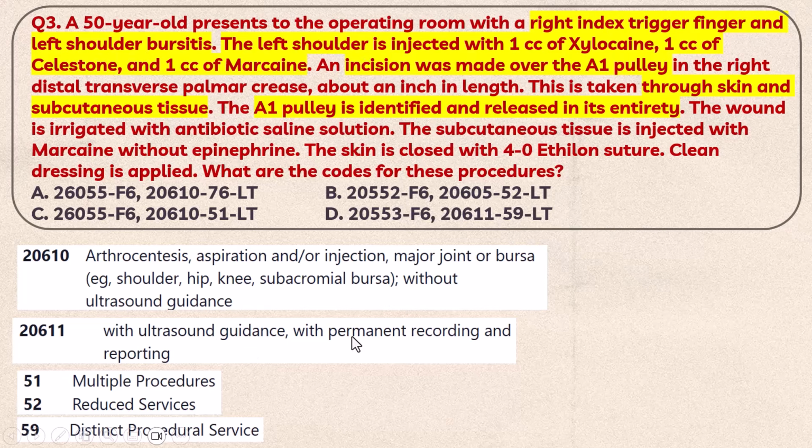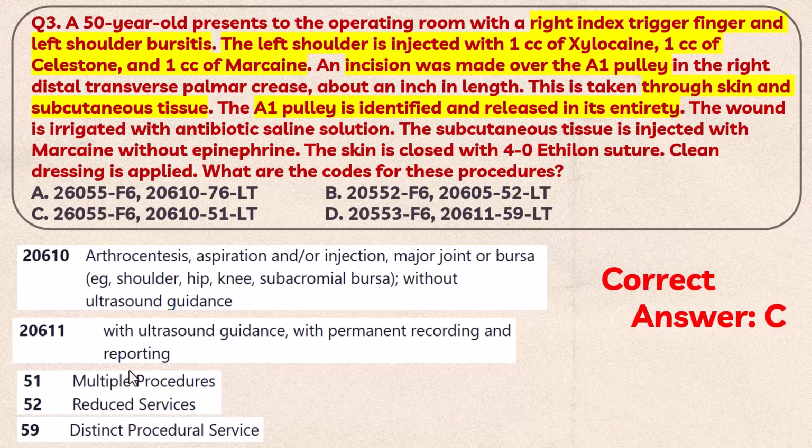And the place of the injection is the left shoulder. So here the injection given is in the shoulder, and shoulder is included here. So the correct code will be 20,610. Then you have to think about the modifier. In this case, there are two procedures done, one for the trigger finger, the other one for the left shoulder. So two procedures, different anatomical locations. So you have to use modifier 51 for the multiple procedures. So the correct answer is answer C.